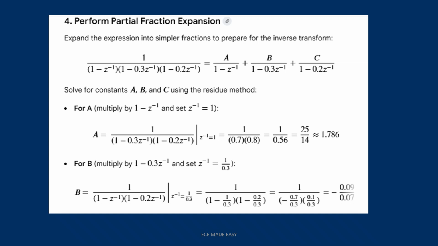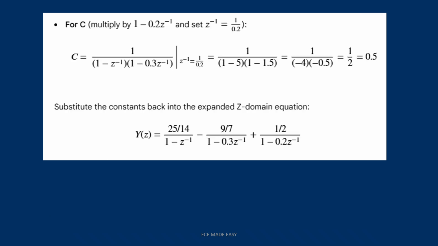Now we already studied in previous classes how to obtain this A, B and C. So here it is given, we know. Simply to obtain the value of A, we are multiplying the numerator and denominator with 1 minus z inverse and set z inverse equal to 1. We got the A value as approximately 1.78. Similarly, we are finding the B value and C value.